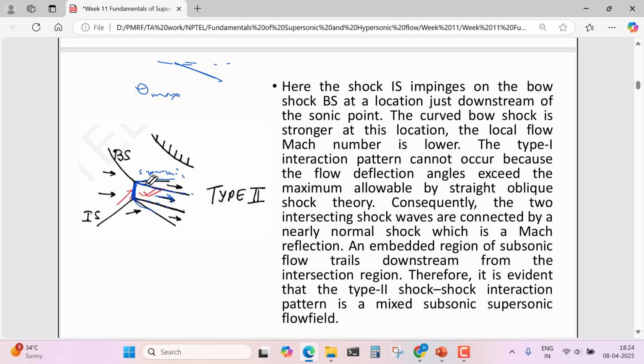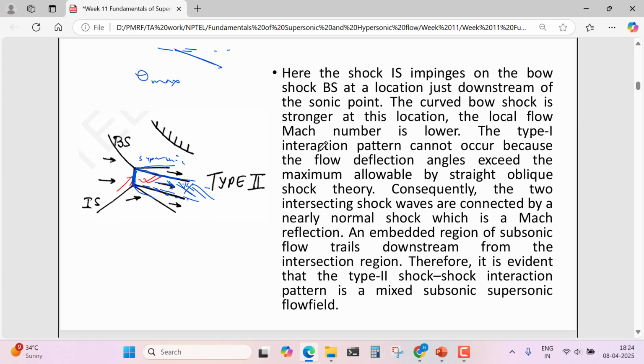And there is one embedded region. These are the slip lines. These are the two slip lines, and there is one embedded region which is subsonic, and the other regions are the supersonic region. So this is the type 2 interaction.